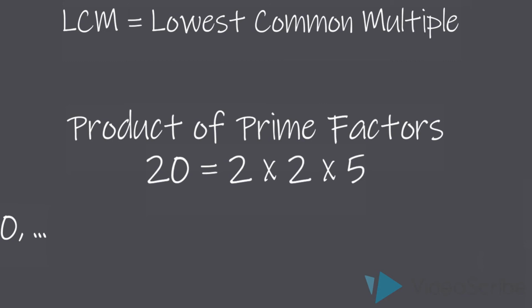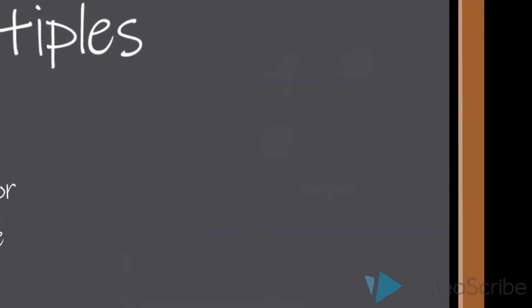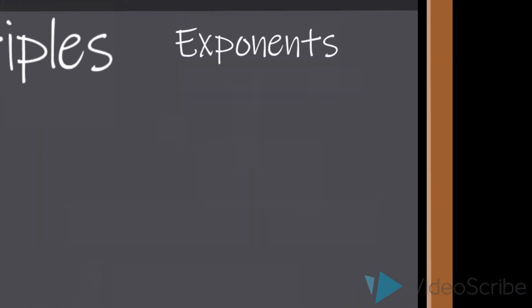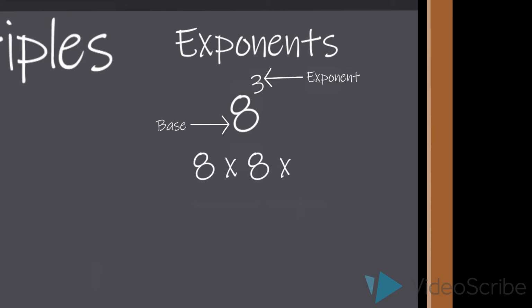Another concept we learned about was writing numbers using exponents. When we multiply the same number together, we can simplify it using exponents. 8 to the power of 3. 8 is our base, and 3 is our exponent. This means we have 3 eights multiplied together.